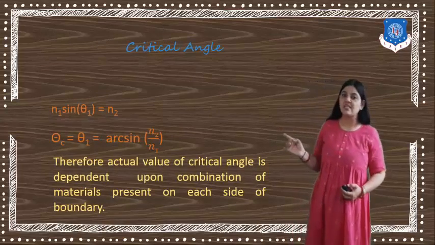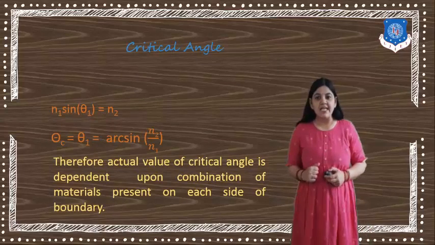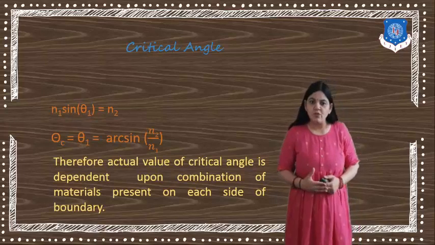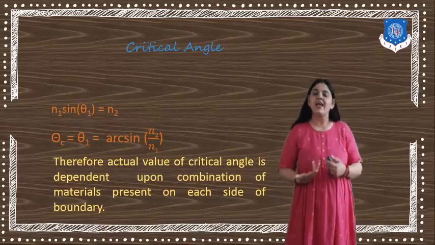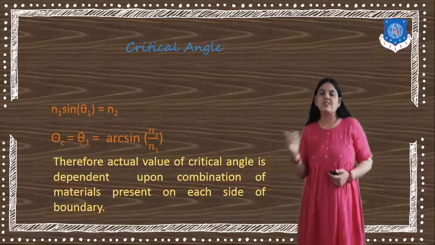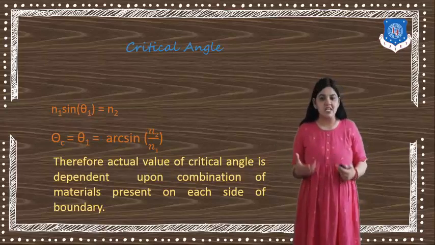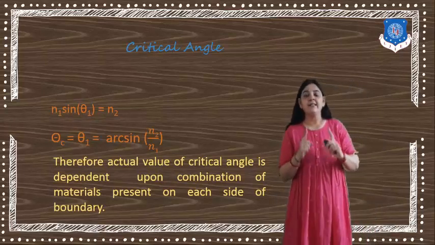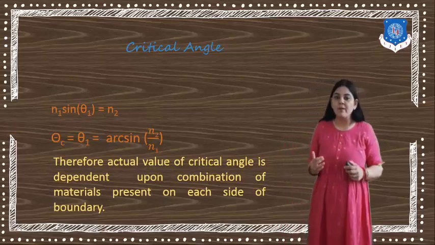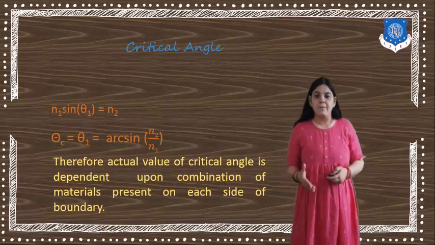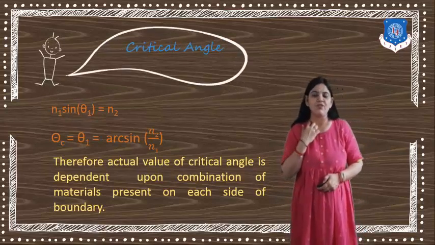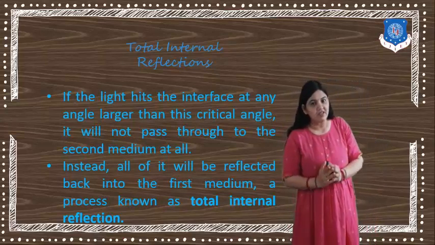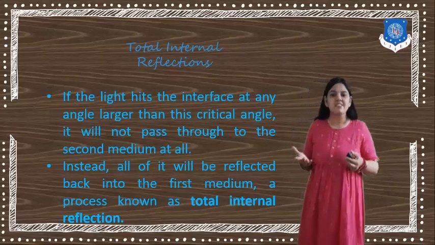n1 sin theta 1 is equal to n2. So we can write theta 1 is equal to sine inverse of n2 by n1, or we can write arc sine n2 by n1. What is it? It's theta c, so it's the critical angle. Therefore the actual value of the critical angle depends upon the combination of the materials present on each side of the boundary. So this is about reflection, refraction and Snell's law.